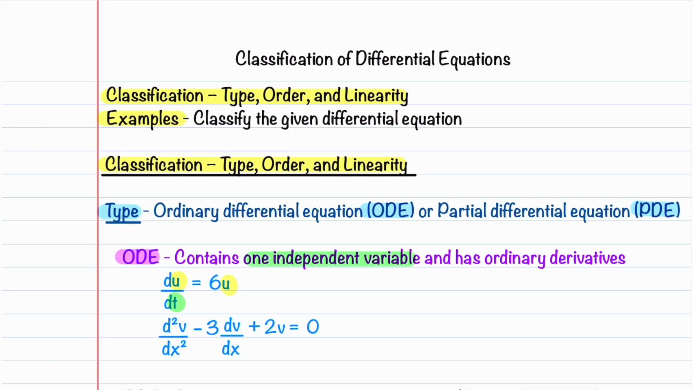Let's look at the second example. In this example, x is the independent variable. You have a second derivative with respect to x and a first derivative with respect to x. And then v is the dependent variable that you need to find.